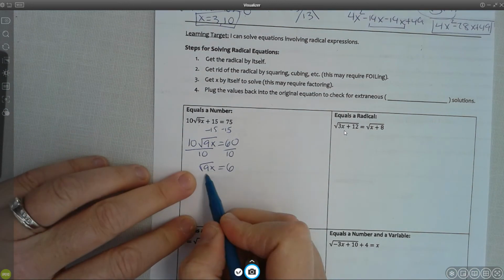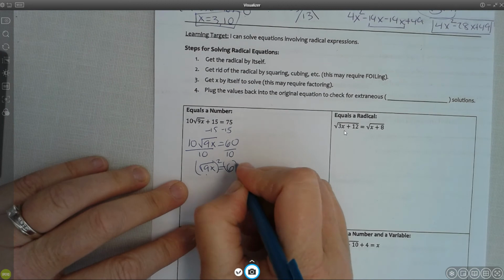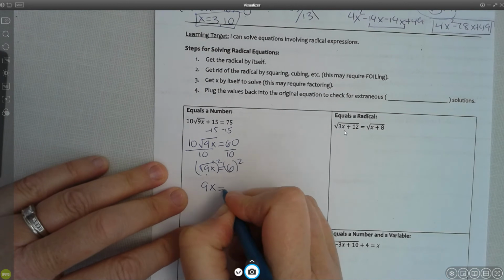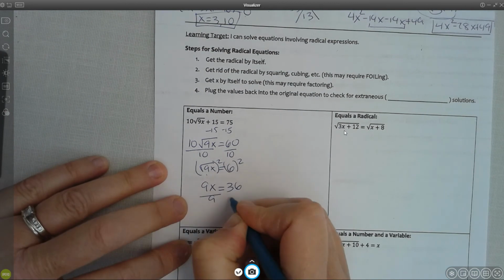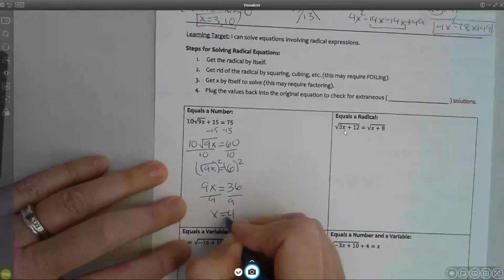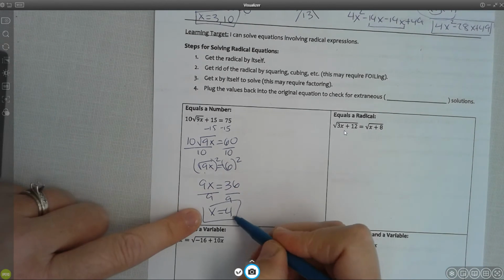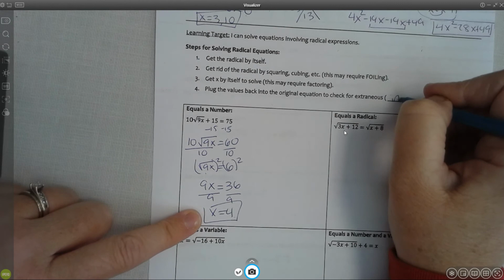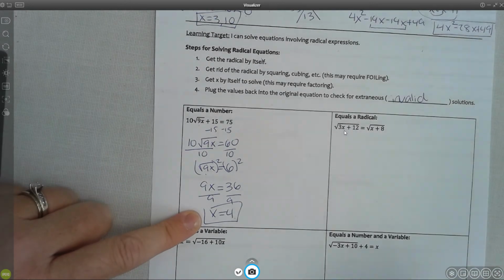At this point, to get rid of a square root, we're going to square both sides and then divide our 9. You can always plug this back in. Oh, this is invalid. Sorry. I didn't see there was a blank up there.